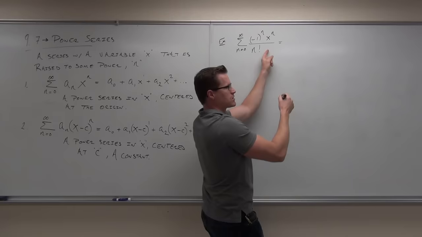We got n plus 1 squared. We got 3 to the n plus 1. No problem. Now, multiply by the reciprocal. We got n squared times 3 to the n. We got x minus 2 to the n, and then we still have absolute value.